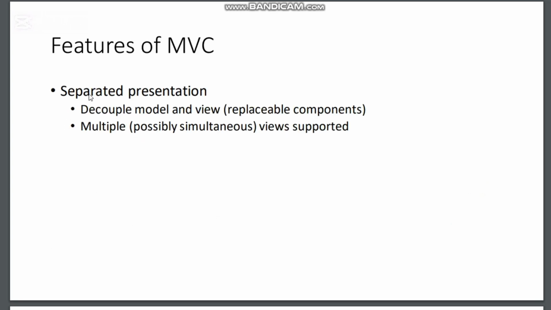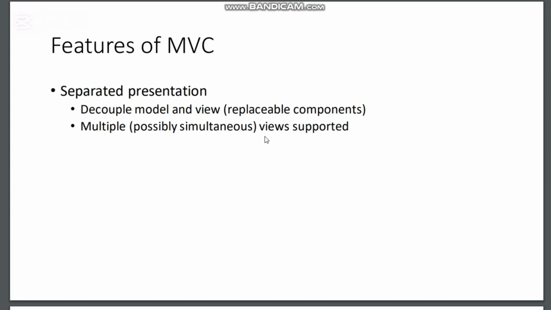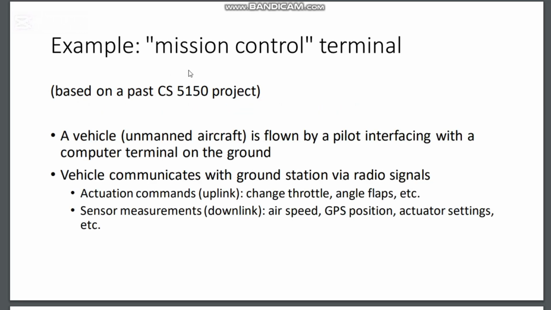Features of MVC: separated presentation, decoupled model and view. The model, meaning the state, is saved separately and the view is separate. Multiple views are supported, possibly simultaneously. This is basically an example: a vehicle is flown by a pilot interfacing with a computer terminal on the ground.